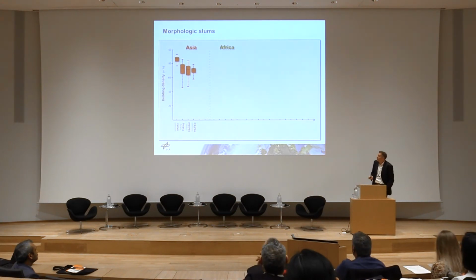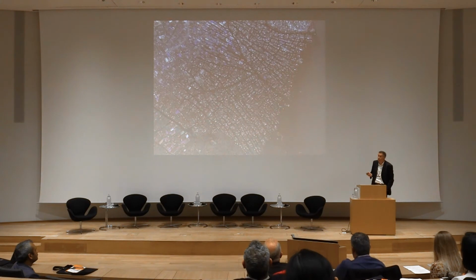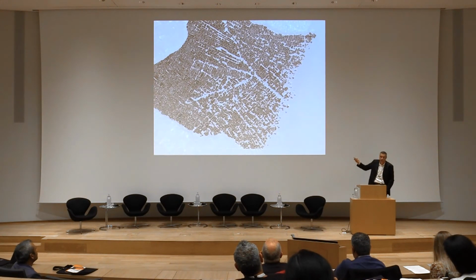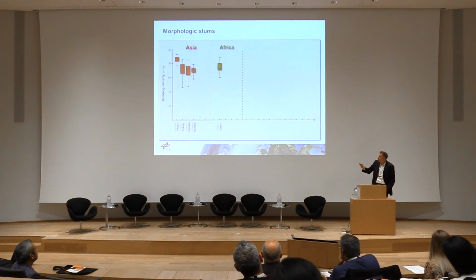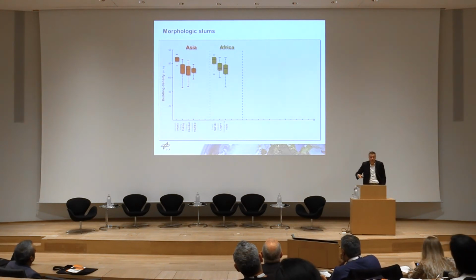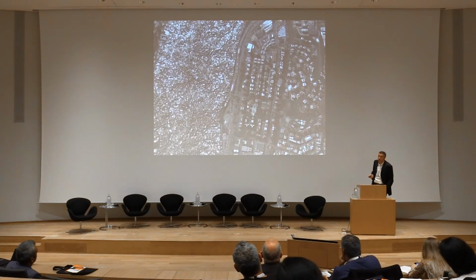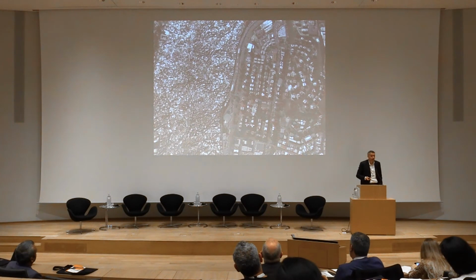I brought you one example which is probably very famous. This is the floating slums of Lagos in Nigeria. We did a classification of it, and you see that part of it is built into the lagoon with similar density. And we find that obviously also in Cape Town, in Nairobi, and so on. And we find those structures also in America. Here is a very famous example from Caracas in Venezuela.